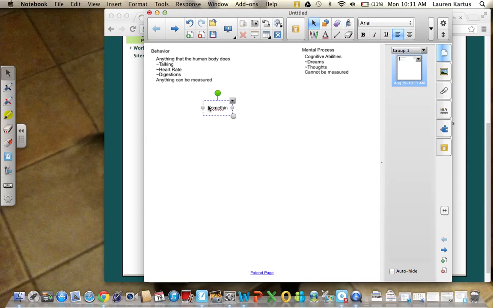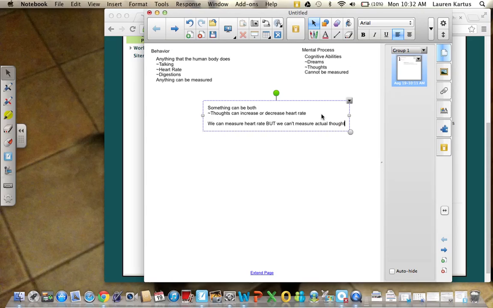Now, some things can be both of these. So, an example would be if you're thinking about something in particular and it either increases or decreases your heart rate. So, we can measure the heart rate increase or decrease, but we can't measure your actual thought. There's no way to get inside your brain again and see what it is that you're thinking about.